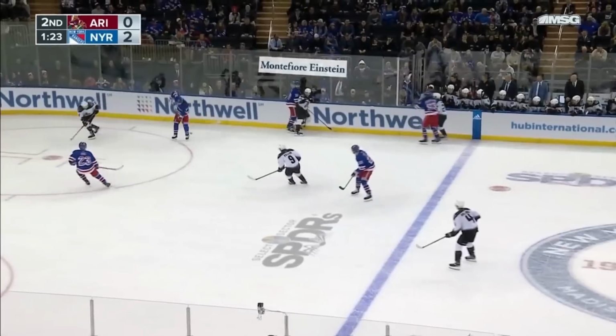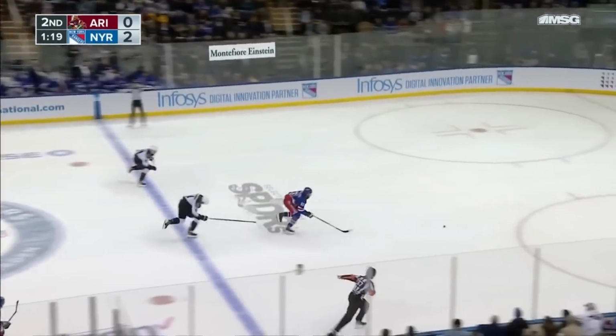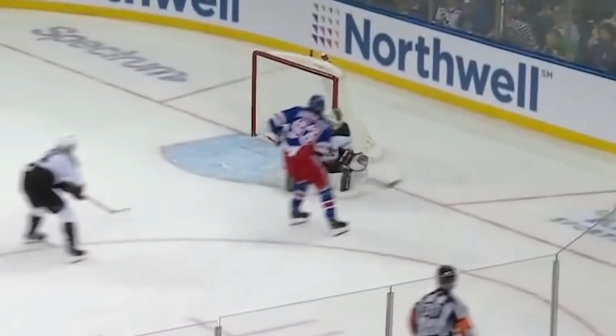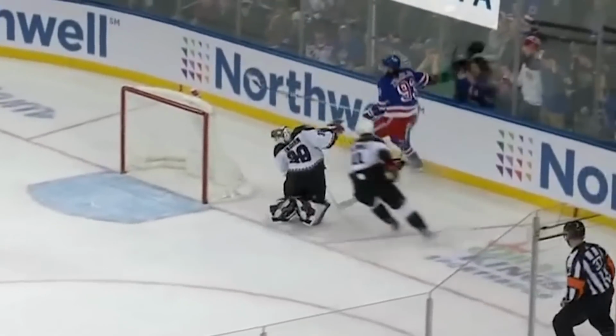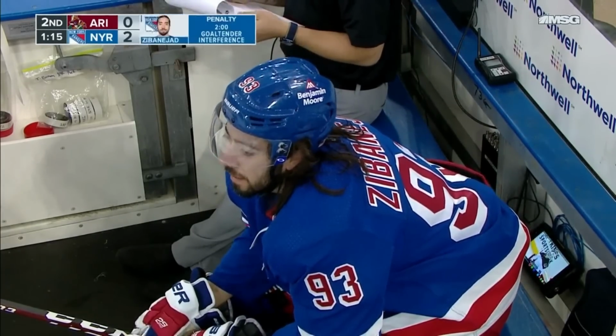Alright, so the play was in the Rangers-Arizona game as mentioned. You can see Zibanejad is chasing down a puck when the Arizona goalie comes out of his net, and I can't put it really any other way, slides into Zibanejad, who makes contact with the goalie, and obviously a scrum ensues, and Zibanejad gets a penalty. I think the MSG crew did a good job of breaking down why this shouldn't be called.